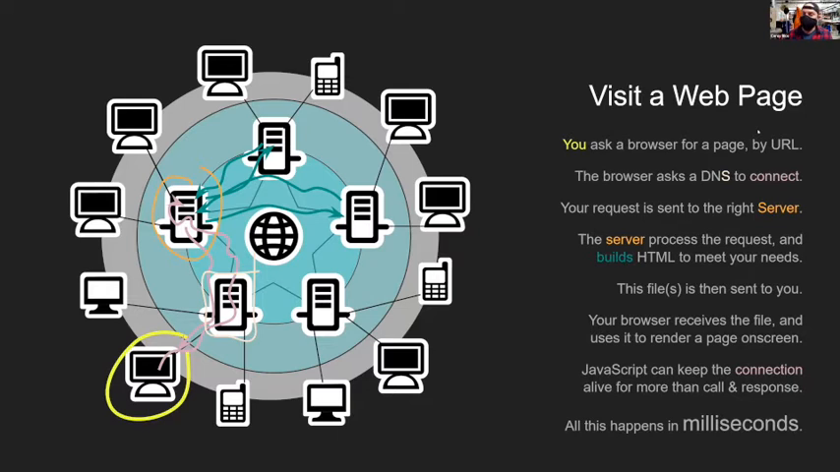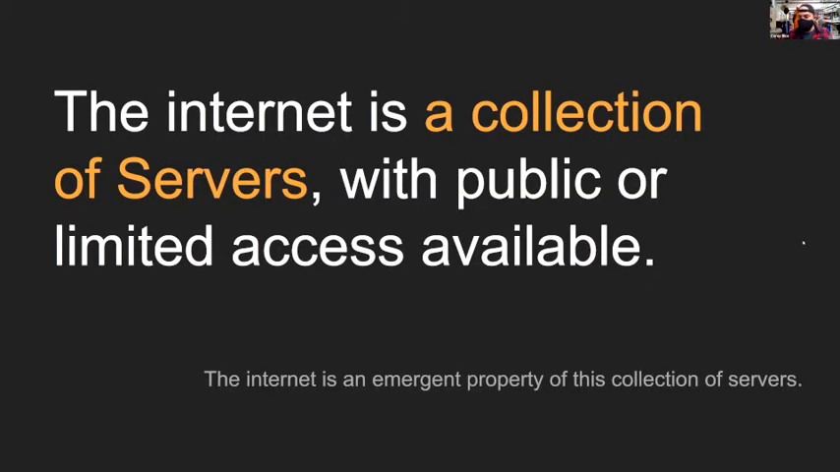And so let's click back into here. Essentially, I would say the internet overall comes from a collection of all those servers, which are really just computers. They have public or limited access. But I would describe the internet as we know it today in 2021 as more of an emergent property from all those computers giving us little things.